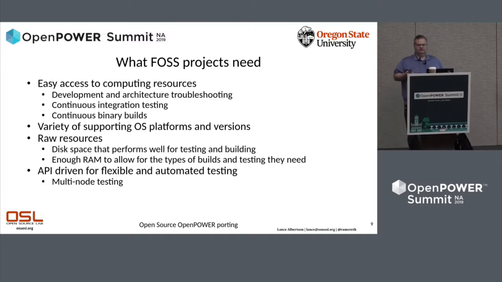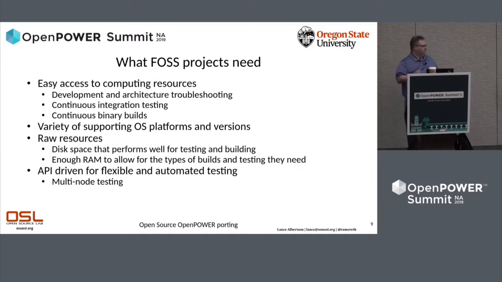We also provide continuous integration testing, and also if they want to integrate that in their own CI build system they have. And also part of that is putting their binary builds into their pipeline as well. The other thing is that we want to support as many operating systems, platforms, and versions as we can. We do that within the best reason we can, basically giving them enough raw resources to do what they need to do. So giving them enough disk space and performance for testing and building, providing enough RAM to do the types of builds and testing that they need.